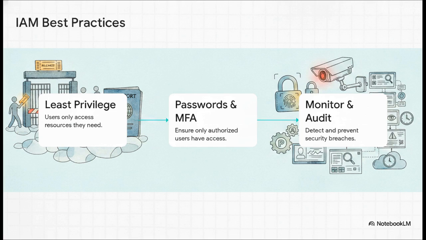Second, strong passwords and MFA. That's multi-factor authentication. This is essentially like asking for both a passport and a fingerprint to prove someone's identity. And third, monitor and audit activity. Because you can't just let the bouncer work entirely unobserved, right? You've got to watch the cameras to catch breaches before they spiral out of control.